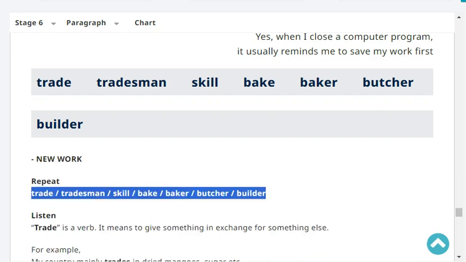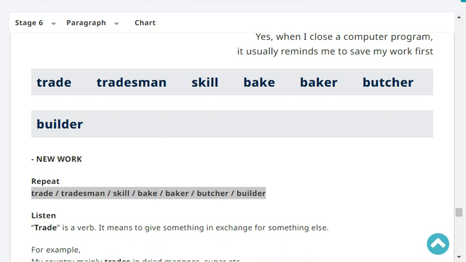Trade, tradesman, skill, bake, baker, butcher, builder. Very good. Okay, listen.